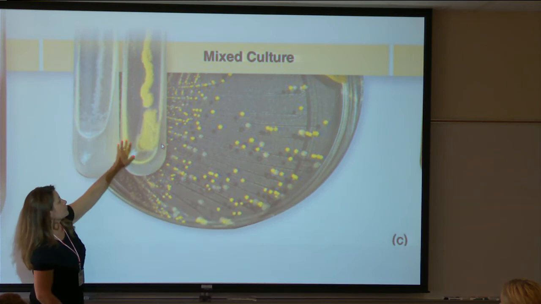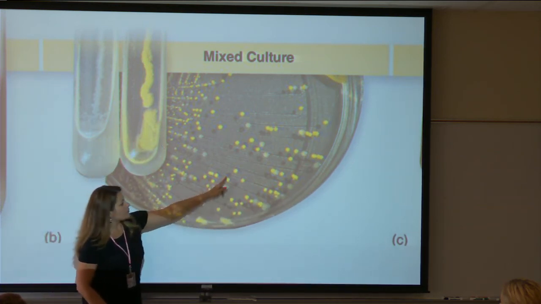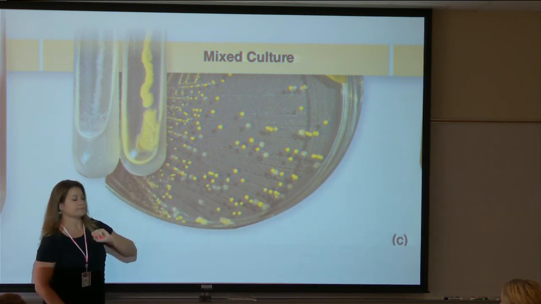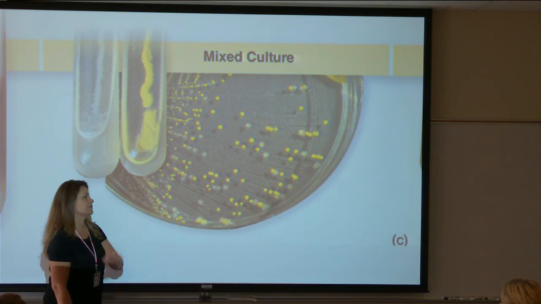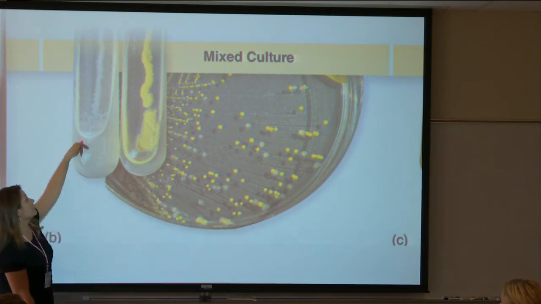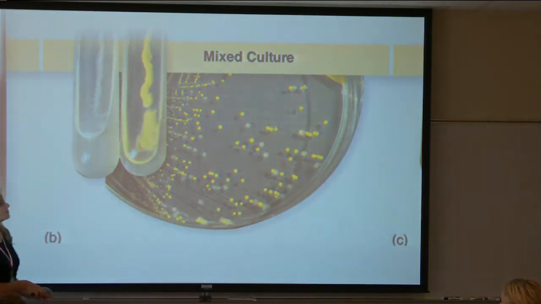Again, you can make pure ones from a mixed one by taking that little loop tool, grabbing just the yellow one, and dragging it across the slant. And then aseptically you flame it, kill everything on it, and then grab just the white one and put it on the slant. So you've got pure cultures from a mixed culture.